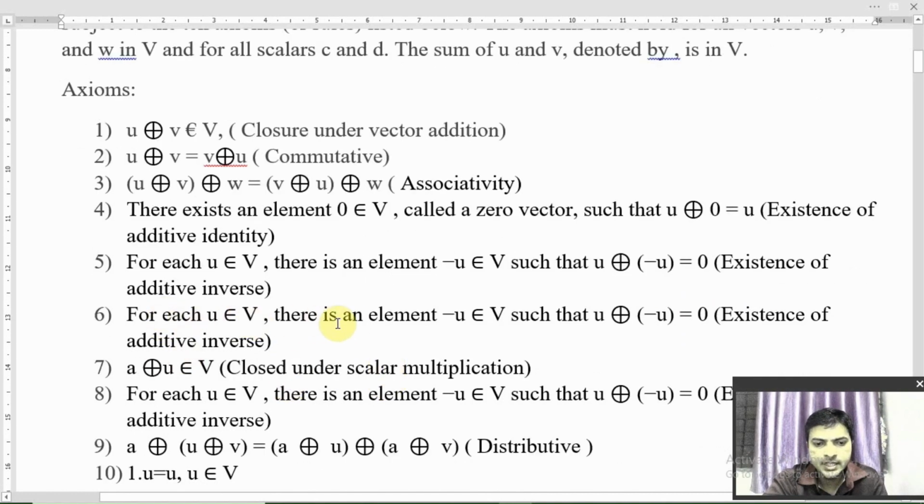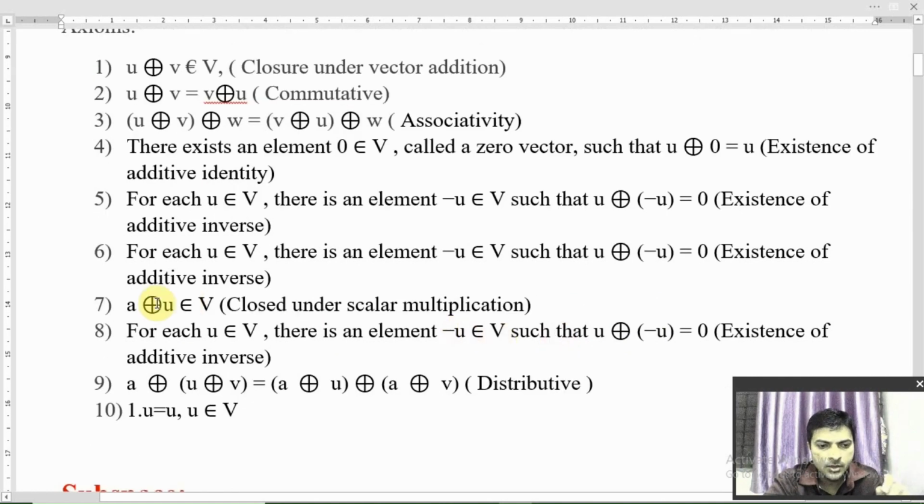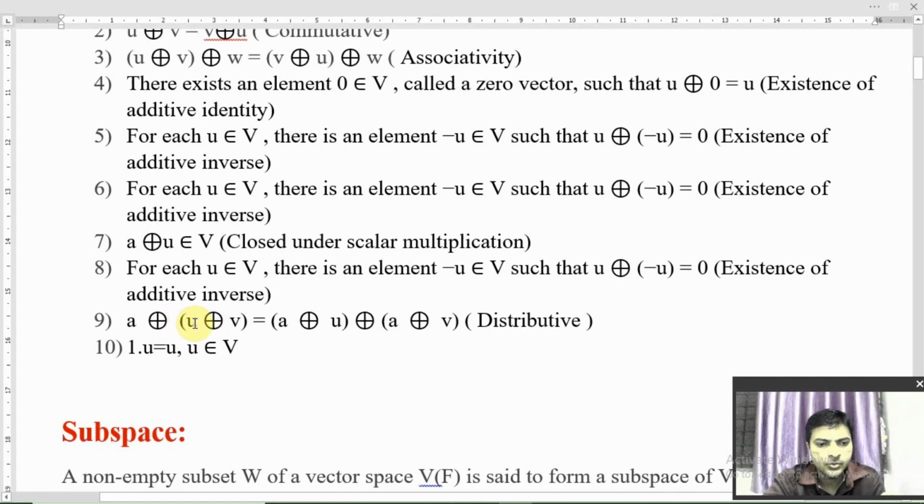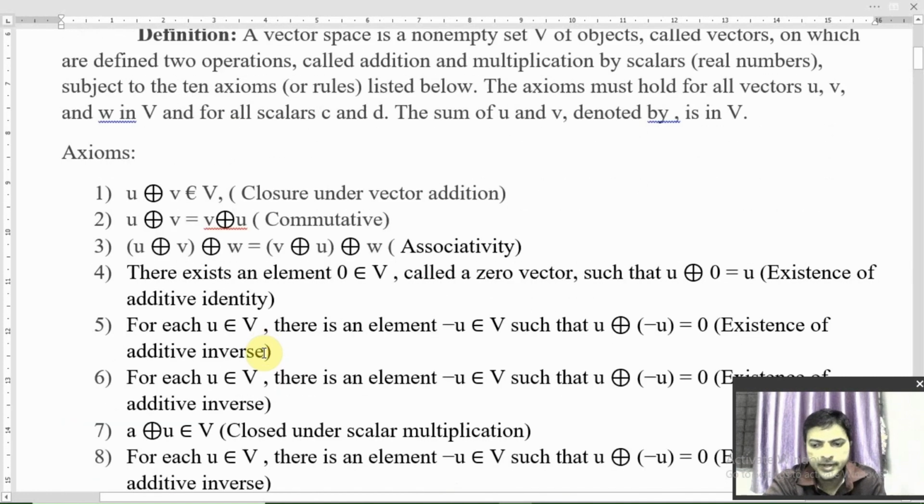Then a·u belonging to V means V is closed under scalar multiplication, and for every u belonging to V, there is an element minus u belonging to V, so the existence of additive inverse holds. Then a(u + v) is equal to a·u + a·v, the distributive property is satisfied. And the last property is the identity property, that is 1 times u is equal to u, belonging to V. So these 10 axioms must be satisfied, and then we say the given set is a vector space.